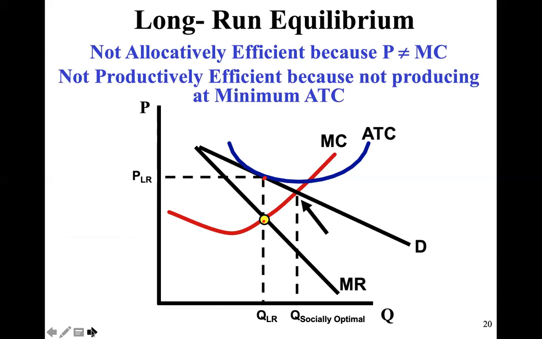We are also not productively efficient because we're not at an output where our ATC is at a minimum. So we know our ATC curve is going to hit a minimum when the marginal cost curve crosses it. We are producing at a quantity where our ATC is higher than that. So we're not productively efficient. Our per unit cost of production is higher than it could be because we're profit maximizers. So as you can see here, in the long run, monopolistically competitive firms are neither allocatively efficient nor productively efficient.